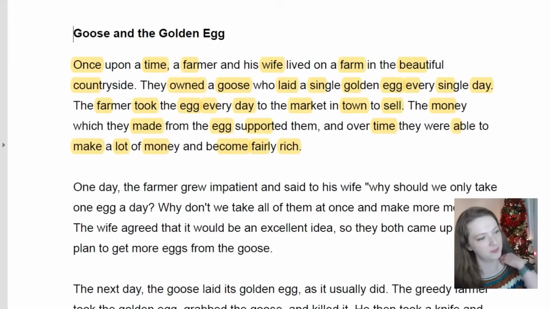I can hear rather peculiar pronunciation of the oo in goose. Goose? Well, it's not goose. Goo. Ooh. Yeah? Keep the tongue flat, yeah? Mouth round, tongue flat. Ooh. Goose. Goose and the golden egg.